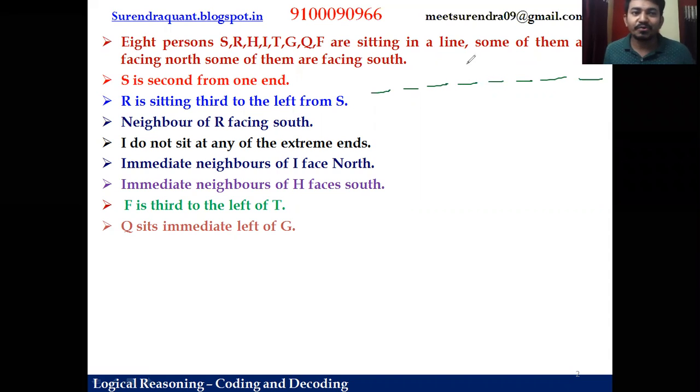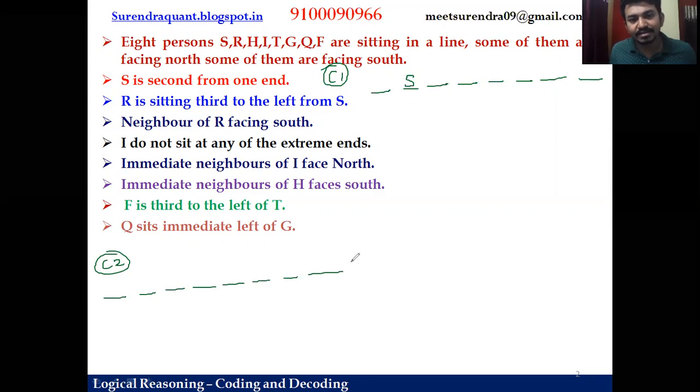What is the first clue? S is second from one of the ends. So there are 2 ends. So S can be placed here or S can be placed here also, no? So there is a second case. Let us say this is case 1 and this is case 2. So in case 2, 1, 2, 3, 4, 5, 6, 7, 8. So I'm taking S here. Okay, first clue is done. Now go for the second clue.